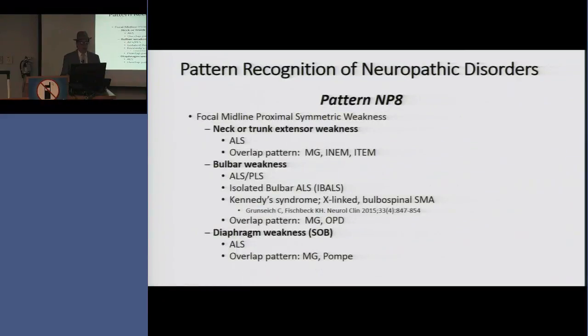Pattern 8, which I call focal midline proximal symmetric weakness, will either present with neck or trunk extensor weakness, bulbar weakness, or shortness of breath, diaphragm weakness. And this is usually due to motor neuron disease or ALS.